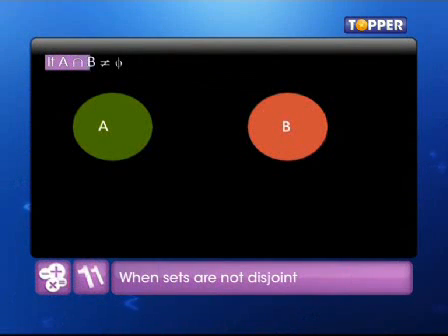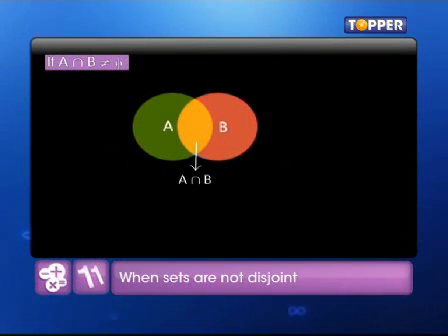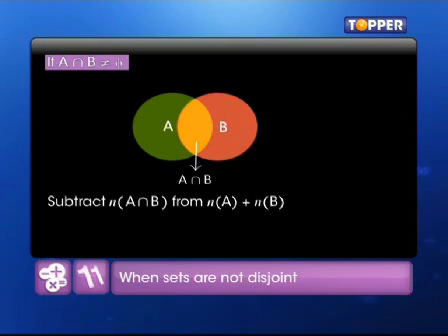That was straightforward, but what if the two sets were not disjoint? Then things become a bit complicated because there are elements that are common to both of these sets. Note that in such cases, when we add the elements n of A to n of B, the elements of the overlap A intersection B are counted twice. How do you compensate this? Well, we simply subtract n of A intersection B, the overlap numbers, from n of A plus n of B. This gives us the exact number of elements in the set A union B.